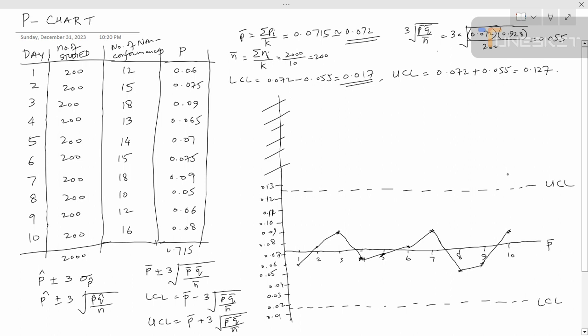Since this control chart contains neither systematic variation nor special cause variation, our conclusion for this chart is that the process is in statistical control. That's all for this.